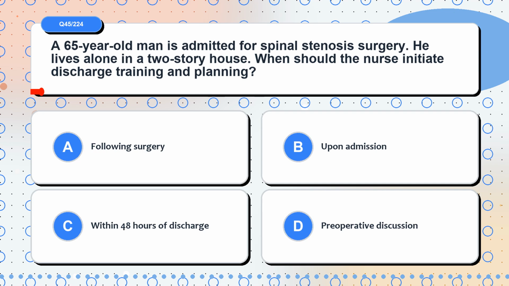Question 45. A 65-year-old man is admitted for spinal stenosis surgery. He lives alone in a 2-story house. When should the nurse initiate discharge training and planning? Here are the options. Option A, following surgery. Option B, upon admission. Option C, within 48 hours of discharge. Option D, preoperative discussion.